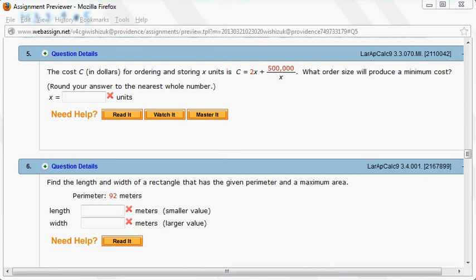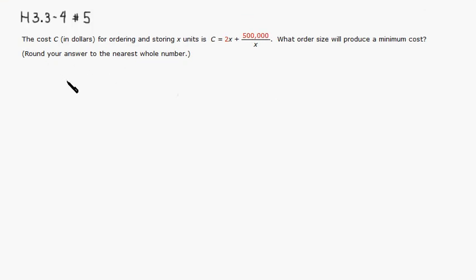Okay, let's look at homework 3.3, 3.4, number 5. We have this cost function given, and we want to find the x value at which this function has the minimum value. So let's do that. All right, so we just need to find the critical value. We take the derivative of the cost function C with respect to x.